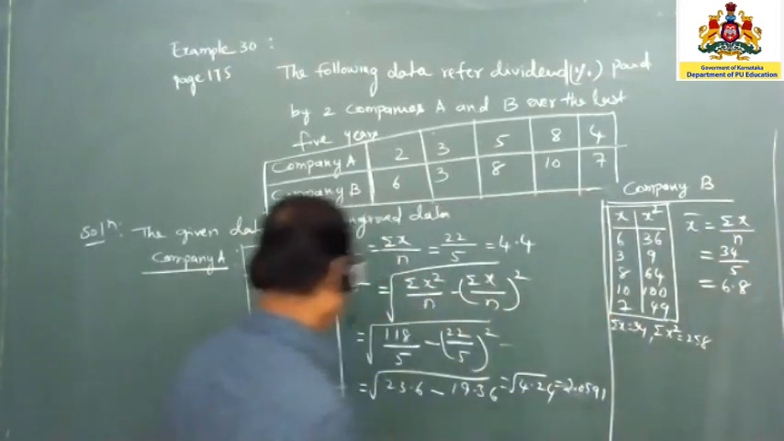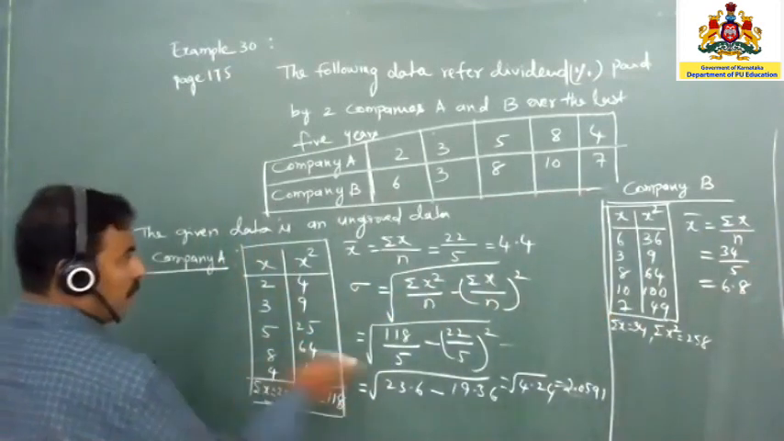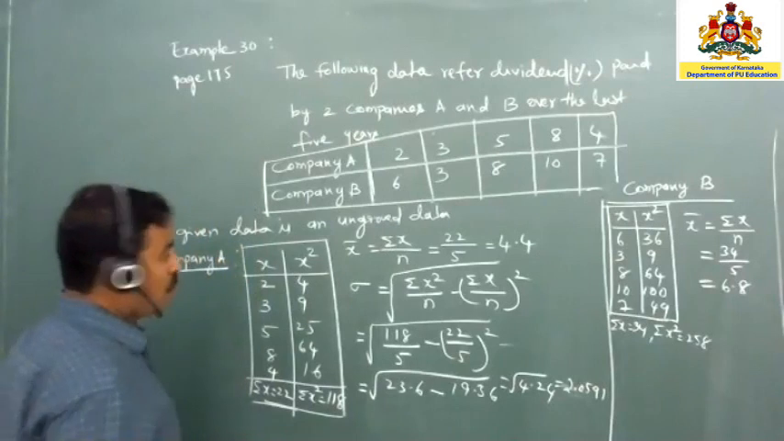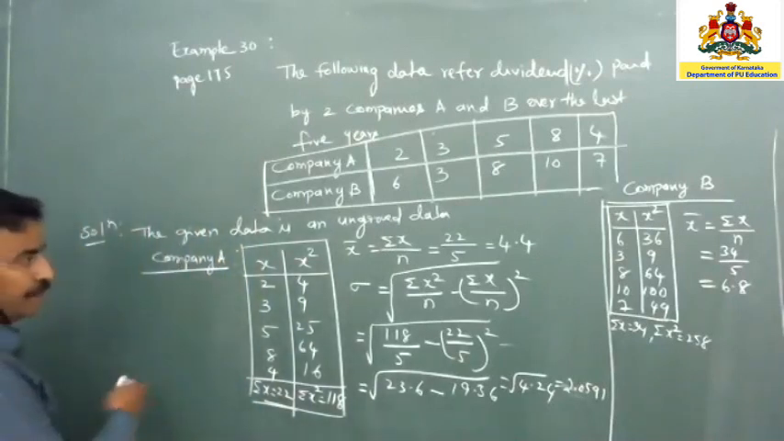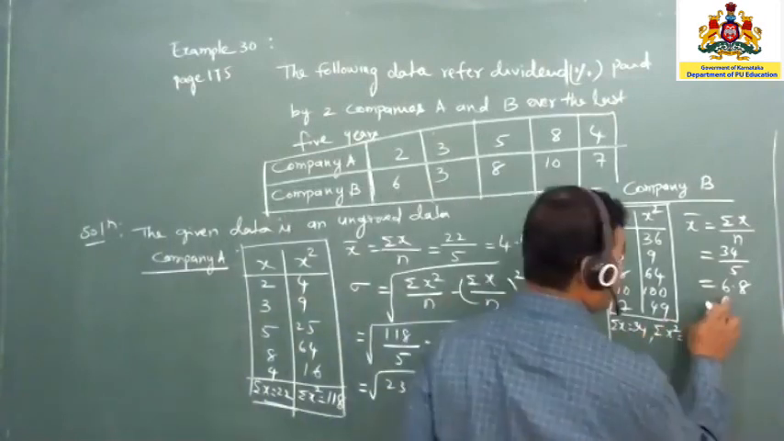Then I'll complete the coefficient of variation, CV of A, afterwards.